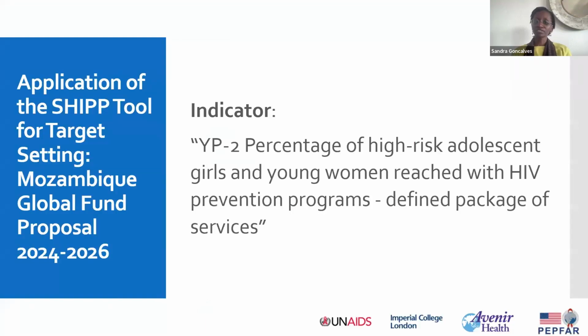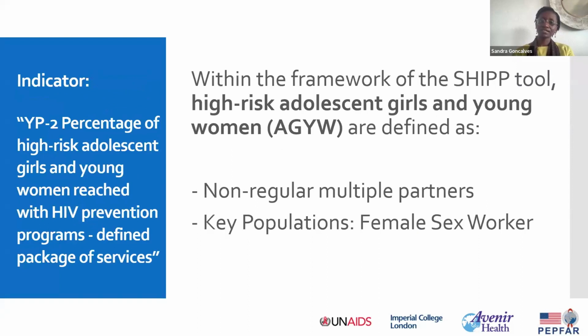Great. So after the district prioritization, we also applied the tool to target setting, and the indicator was to estimate the percentage of high-risk adolescent girls and young women that were reached with HIV prevention programs. And basically, in this case, we defined high risk based on the SHIP tool population behavioral group categories, and high risk were defined as adolescent girls and young women in the non-regular multiple partners and in the key populations.